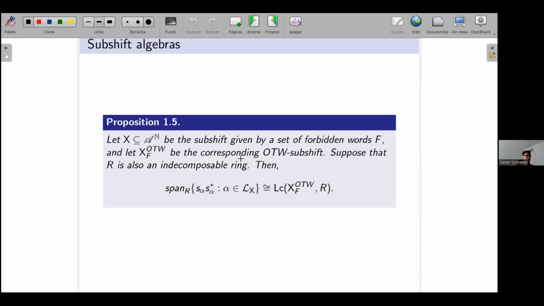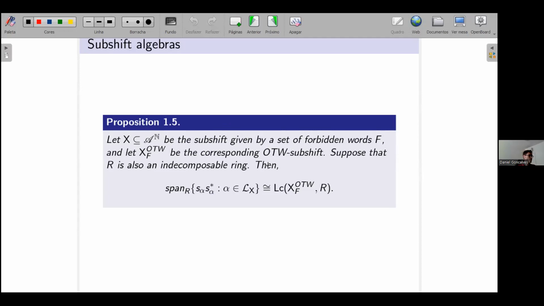Okay, so as I said, I wanted to connect this algebra with the Ott-Tomforde-Willis subshift. So let's go back once more to the subshift case, when we had an infinite alphabet and a set of forbidden words, and we denote by X_OTW the corresponding Ott-Tomforde-Willis subshift. R here is in the composable ring. You can just think of it as a field.